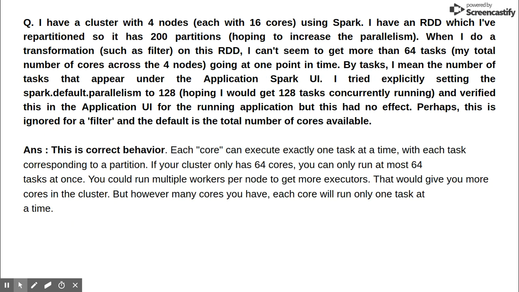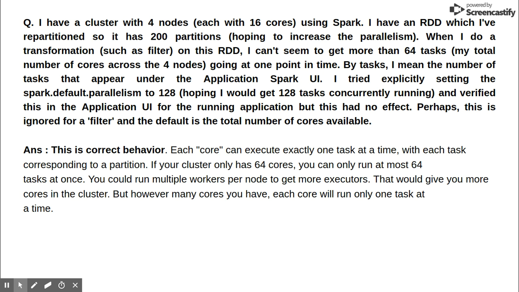Okay, and my second question: I have a cluster with 4 nodes, each with 16 cores, using Spark. So how many cores will there be? 64 cores. I have an RDD which I have repartitioned, so it has 200 partitions, hoping to increase the parallelism. When I do a transformation such as filter on this RDD, I cannot seem to get more than 64 tasks. So here the interviewer is asking: you have a cluster of 4 nodes, each with 16 cores. I'm assuming a driver is running somewhere else.